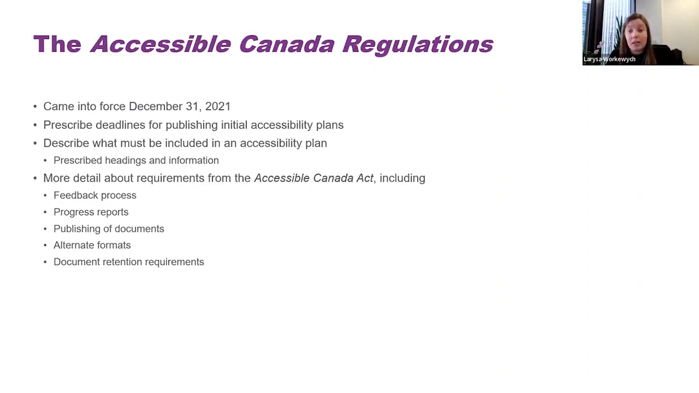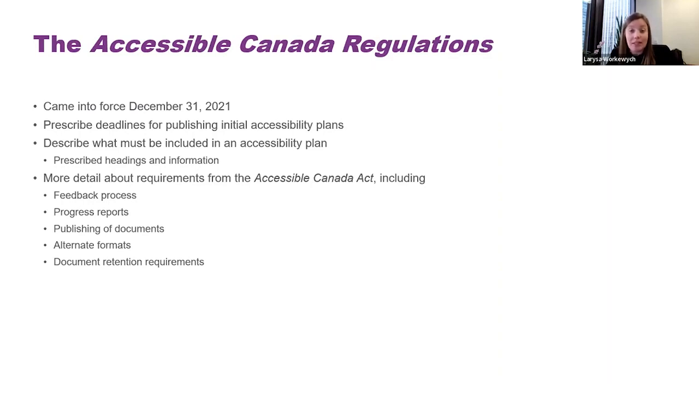remove barriers. One thing to note is that the ESDC does recommend that employers think both short-term and long-term in terms of their goals for their accessibility plans. One thing to quickly note, if you are in an industry where the services you provide fall under the jurisdiction of multiple regulators, then you're going to need to not only comply with the Accessible Canada Act, but any requirements that have also been imposed by those regulators.